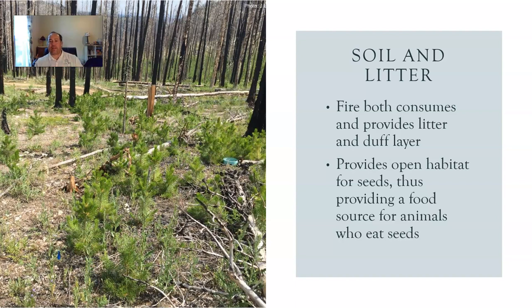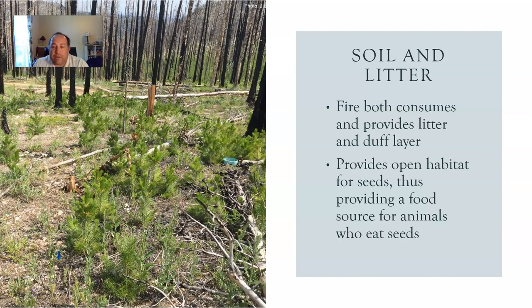In terms of soil and litter, the fire can both consume and provide the litter and duff layer. So if you have a litter and duff layer, fire comes through, it'll eat all that stuff up because that stuff's ready to burn. But at the same time, it's also going to burn up a bunch of stuff, drop ash onto the ground, and that becomes the next litter and duff layer, or the beginning of that next litter and duff layer.